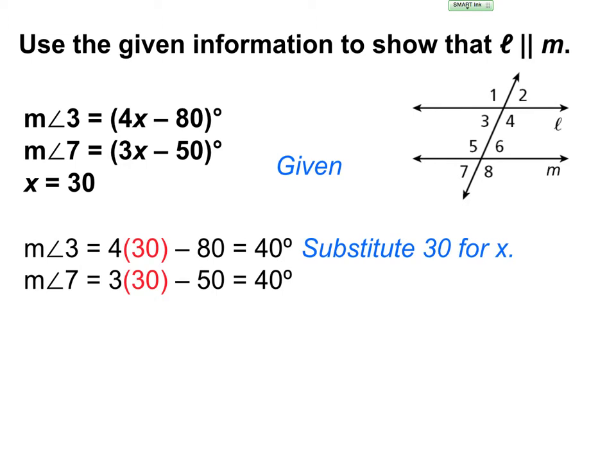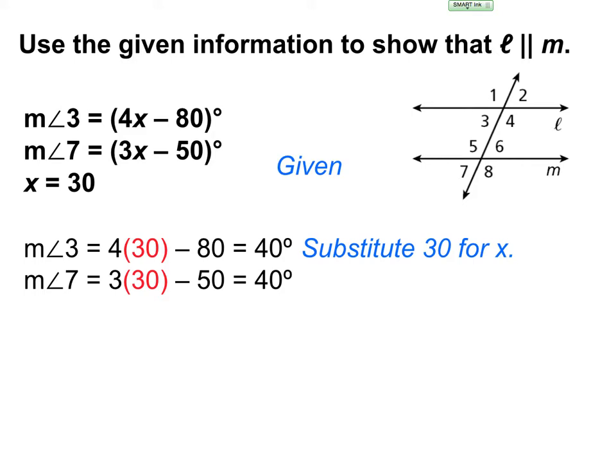Are you with me on what I did? And I actually simplified it. Maybe I should have made that a separate line. But I substituted in and calculated. So measure of angle 3 is 40 degrees. Measure of angle 7 is 40 degrees also. They're both 40. So wouldn't that mean that they're equal?